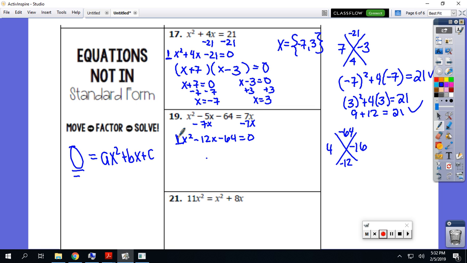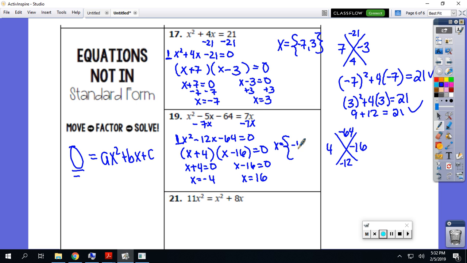Because this has an a value, which is 1, it's easy factoring, so what times what will give me x squared? X. So x plus 4, x minus 16. Setting each of these equal to 0, x plus 4 to equal 0, I get x to equal negative 4, x minus 16 equal to 0, I get x to equal positive 16. So this one has solutions of negative 4 and positive 16.